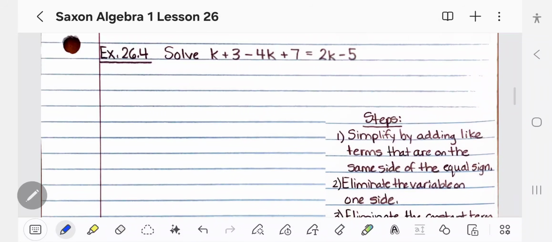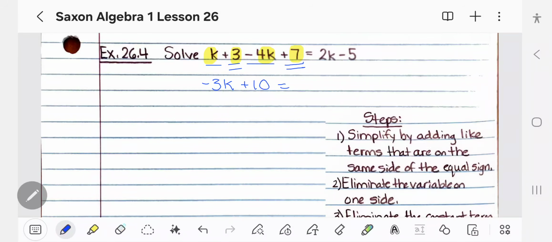Here's example 26.4. Solve this equation. Let's look at the terms. Here's 1, here's 1, and here's 1. So 1, 2, 3, 4. What do we have that are like? Well, I have a k here, and I have a minus 4k here. And then constants, I have this plus 3 and this plus 7. Let's combine those. Let's do the variable first. 1k minus 4k's. 1 minus 4 is negative 3k's. Then I have the plus 3 plus 7, which would be plus 10.